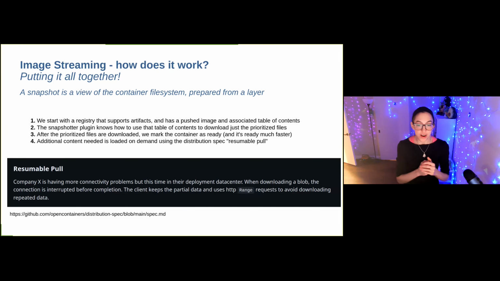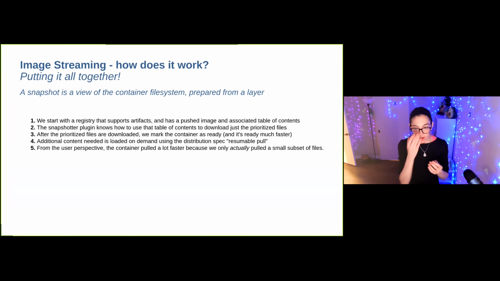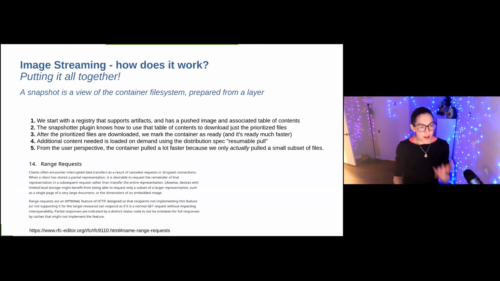It's using something that the distribution spec calls resumable pull. The basic idea is that because in a registry, everything is stored as a blob, and because we have that index that says, here is the exact location in the blob of this file, we can use custom FUSE file systems that, when they ask for a particular file, we basically just query the registry to get the exact location of the blob, this resumable pull, and we download exactly what we need. So yes, we already talked about that.